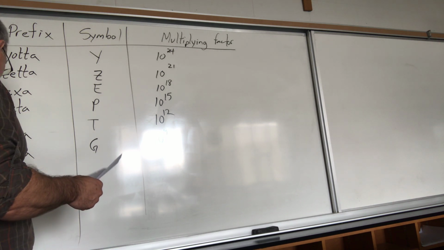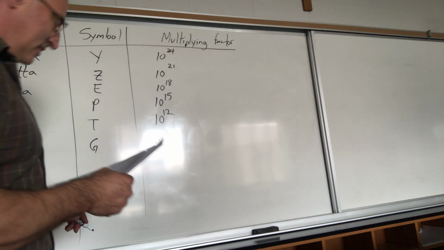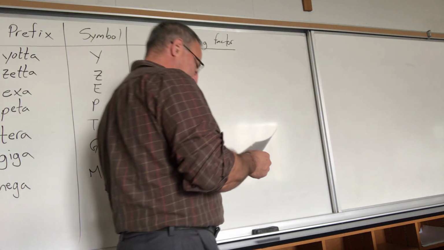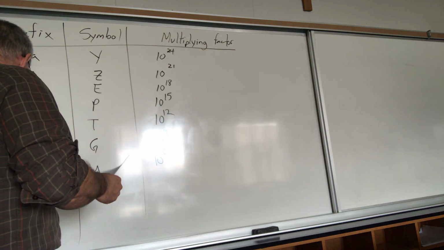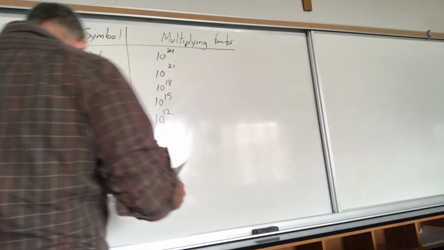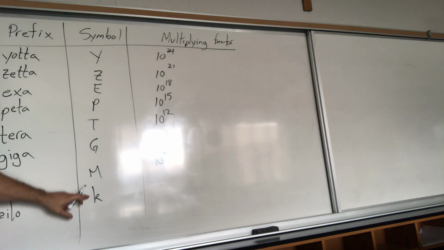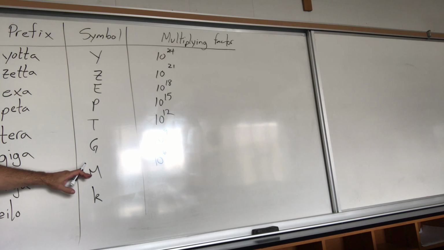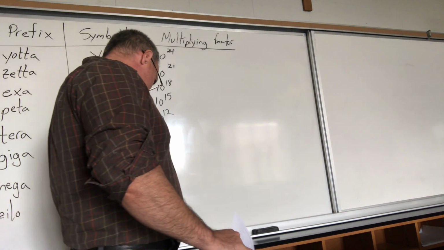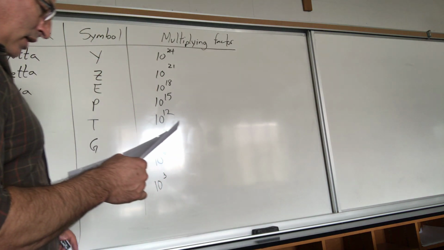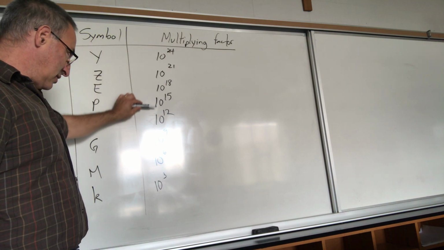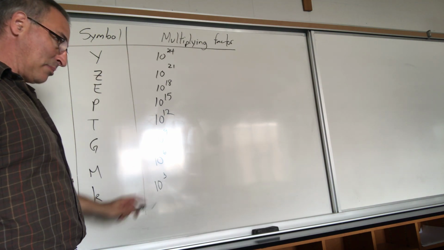Mega is M, 10 to the 6. Kilo. Now, here's where there's a dividing line. I don't know why they put it here, but they use lowercase with everything below mega. So when the multiplier is 1,000 times, then you start using lowercase letters. So kilo is 10 to the power of 3. Then they stop jumping by 3s. You see how it goes 24, 21, it's jumping by 3s. But when it gets to 3, they start jumping by 1s.